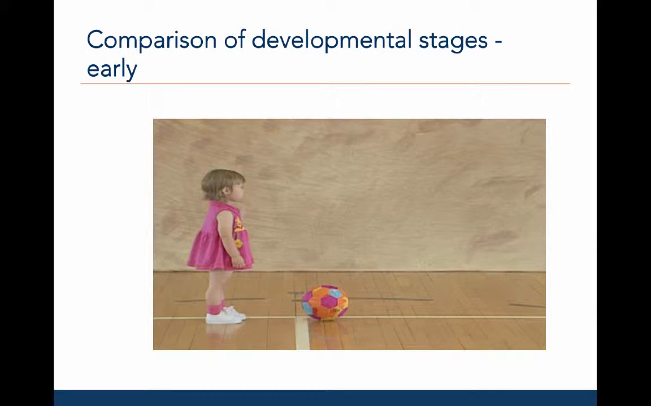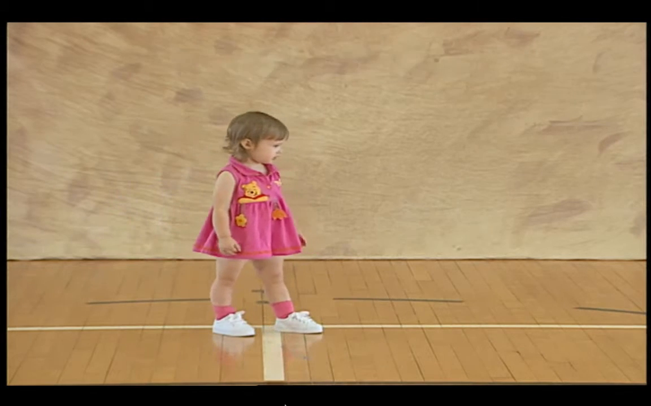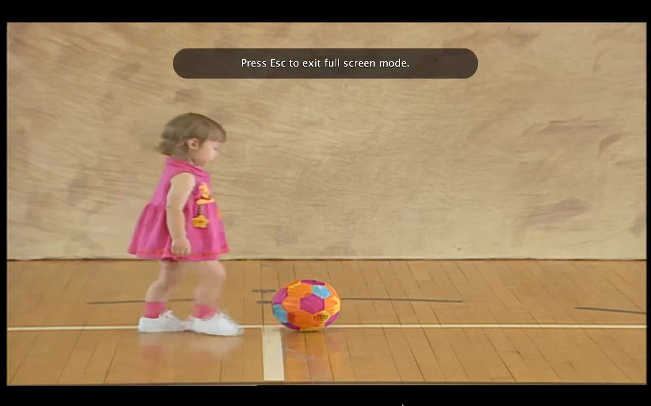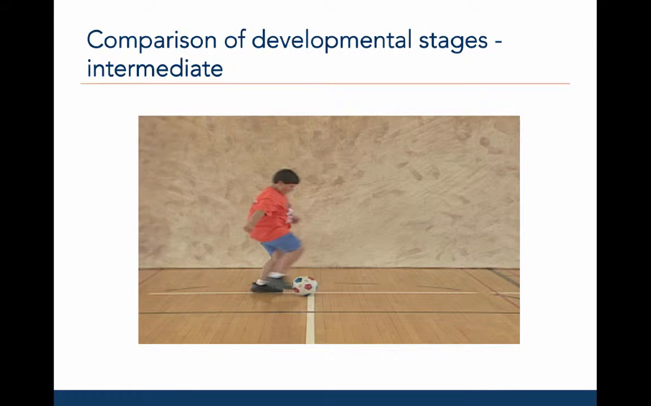Let's take a closer look at a few real examples of kicking. We will first start with an early kicker. Pay close attention to the action of the legs, trunk, and arms. Now let's examine an intermediate kicker. Again, pay attention to the action of the legs, trunk, and arms.